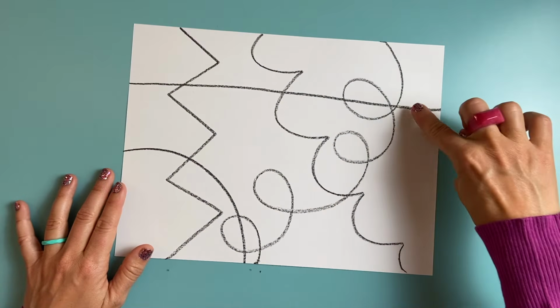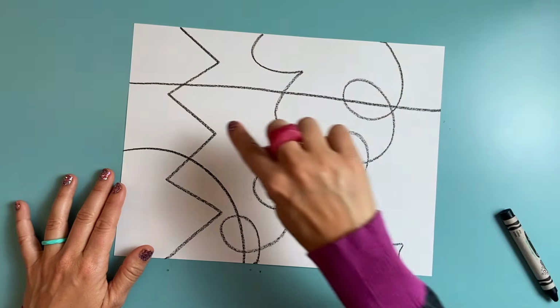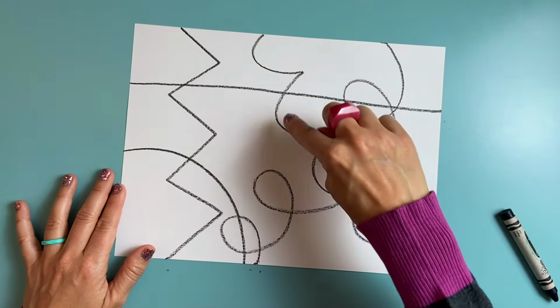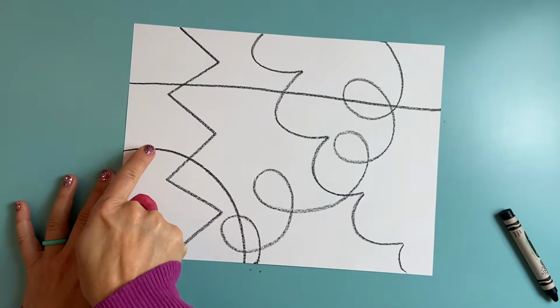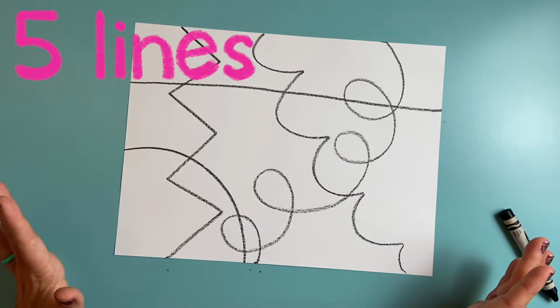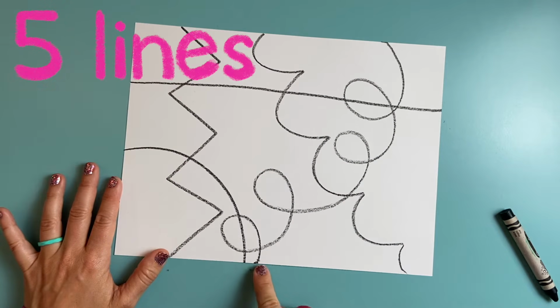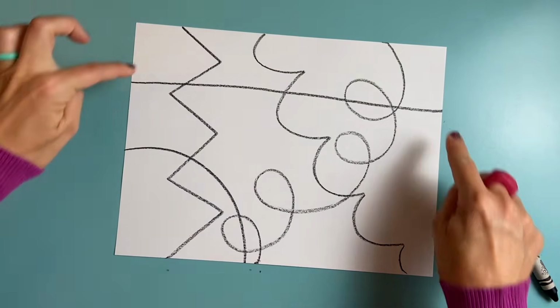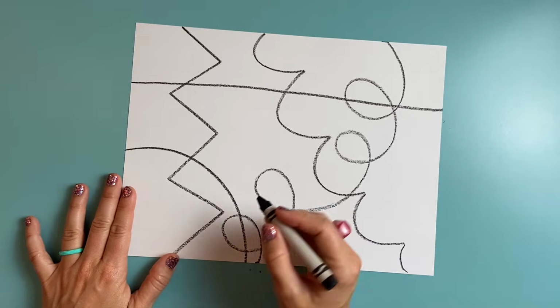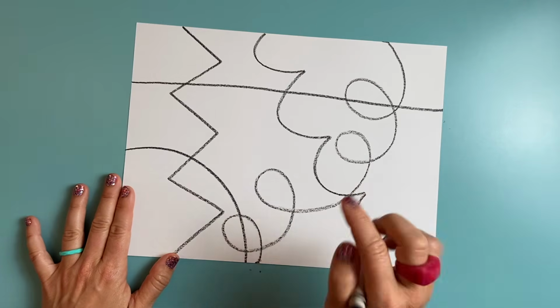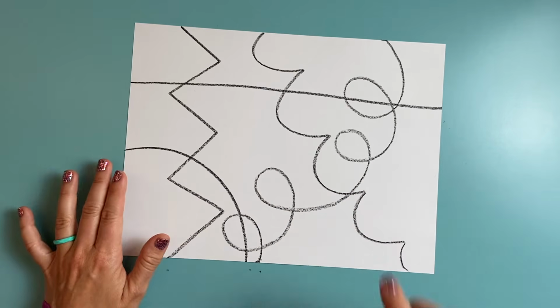I have 1 line, 2 lines, 3, 4, and 5. 5 lines total, and they all reach from the edge of my paper to the edge of my paper. You want to make sure that when you're drawing your lines, you're pressing really hard with your crayon so that you have nice dark lines.